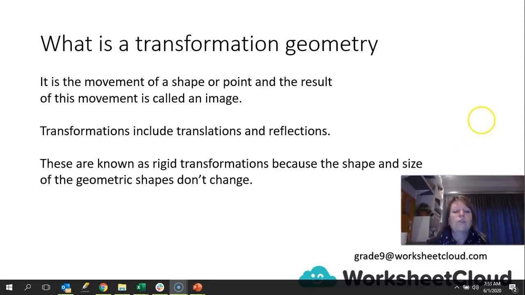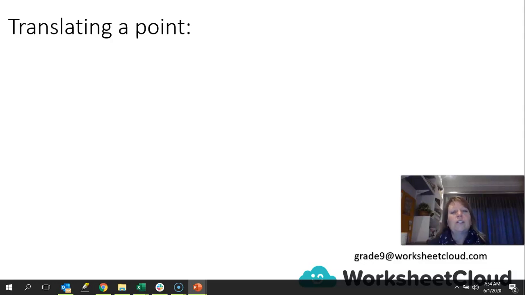These are known as rigid transformations because the shape and size of the geometric shapes don't change. So the shape and size of the point won't change, the shape and size of the line won't change, the shape and size of the shape won't change. But let's see what I mean. Okay, let's look at how to translate a point.